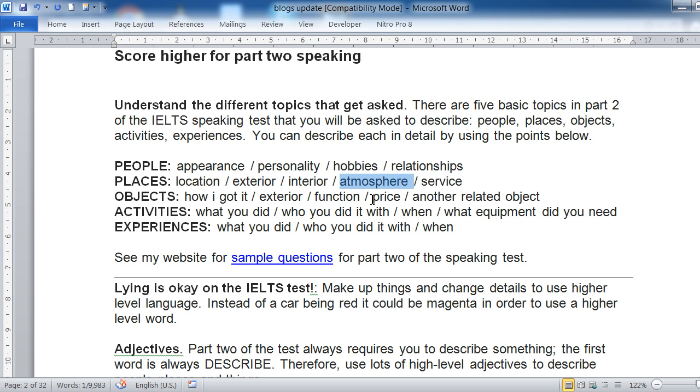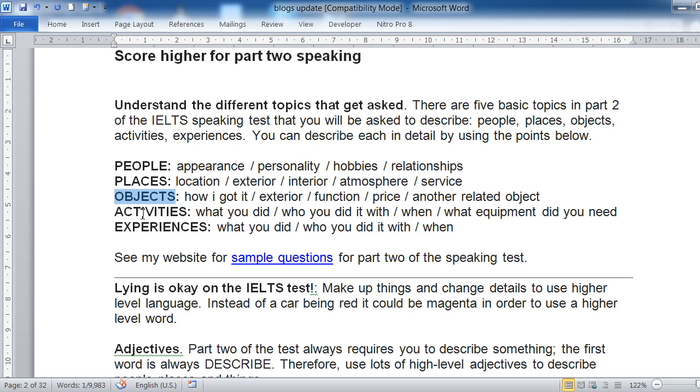We can talk about the atmosphere there. What's the atmosphere like? Is it a tranquil and peaceful atmosphere, or is it a busy atmosphere with lots of hustle and bustle? It could be used to describe cities. If it's about a hotel or a restaurant, what sort of service is it? Is it 5-star service?